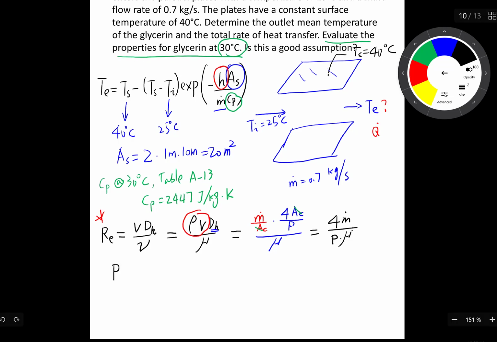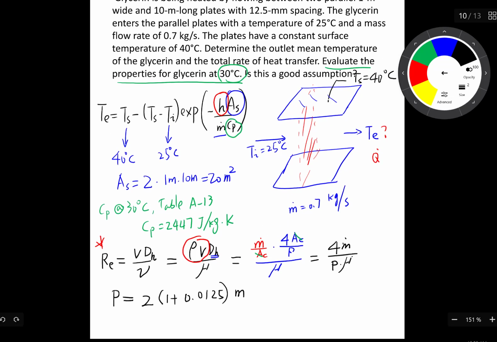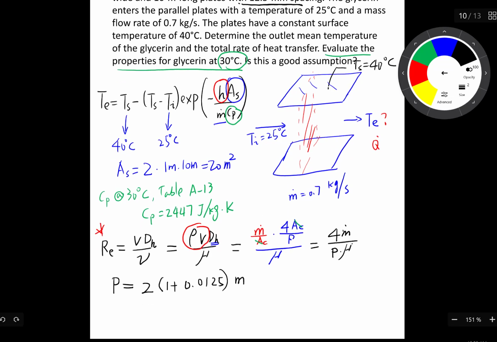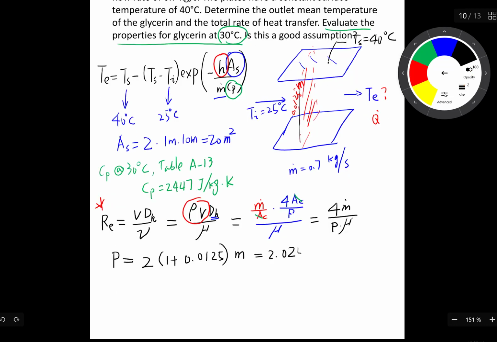So what is this P? Again, both P and A_c are of the cross-sectional surface. So this is the cross-sectional surface. So P is 2 times (1 plus 0.0125). Note, these two plates are apart by 2.5 millimeters, so this is 0.0125 meters.